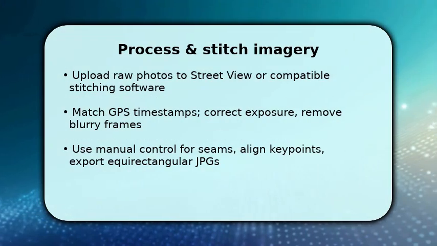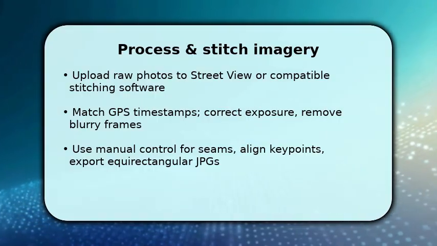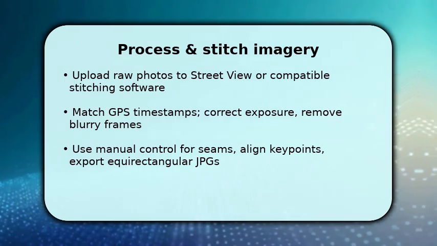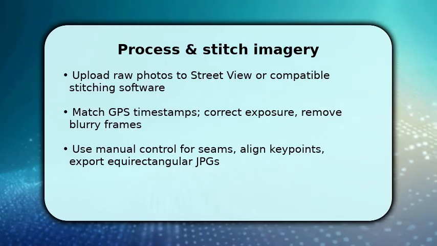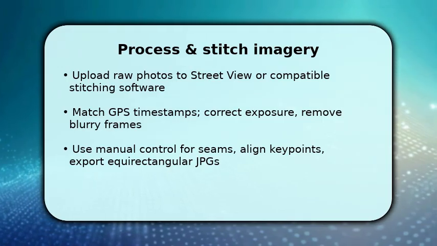Once your raw images are uploaded, you process and stitch them into panoramas. Use Street View's built-in stitching or a specialized app to match GPS timestamps and align frames. This is why consistent overlap matters. Make exposure and white balance corrections and discard any blurry photos.